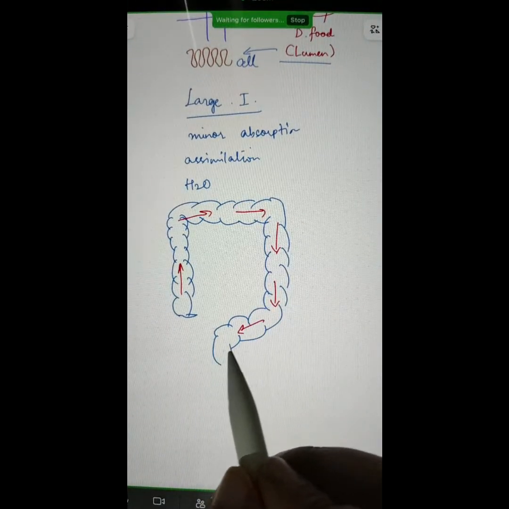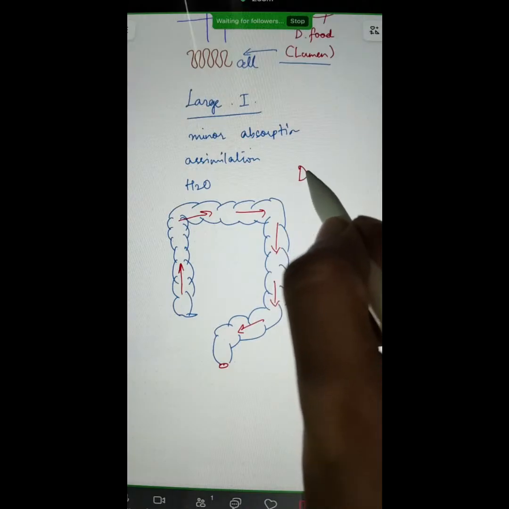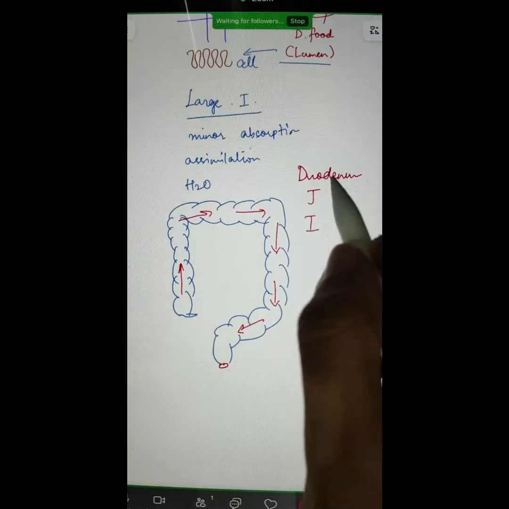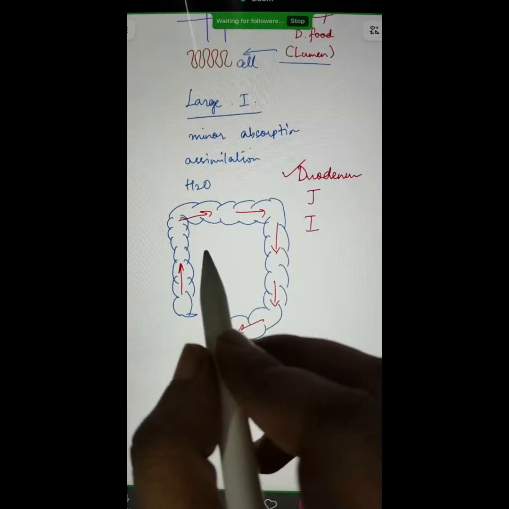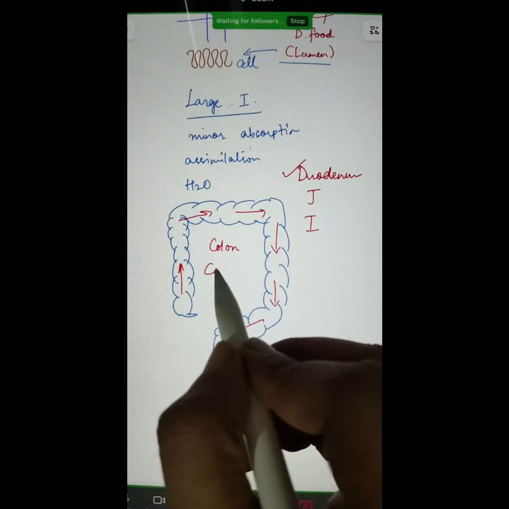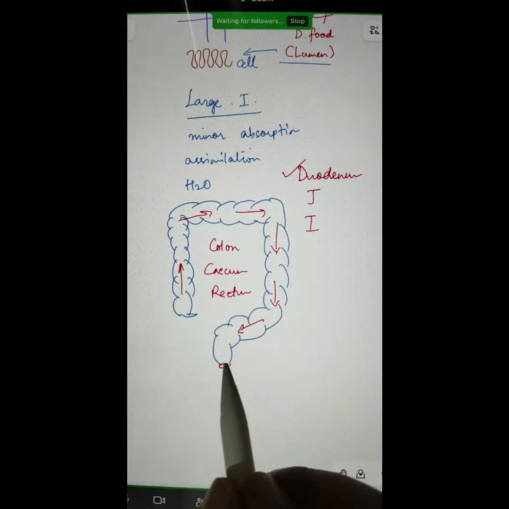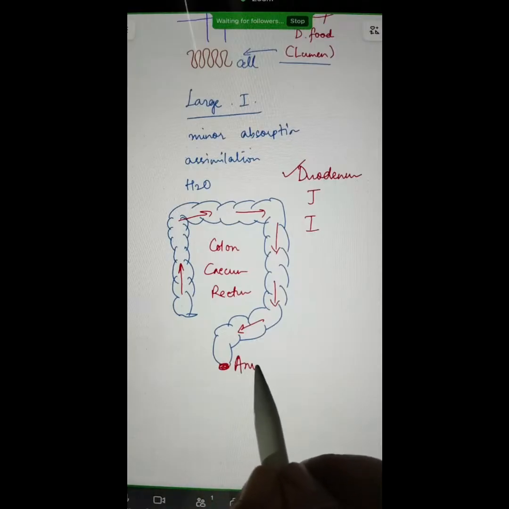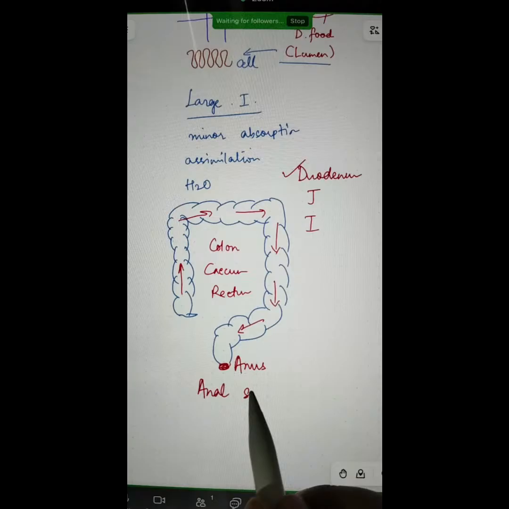The small intestine and the large intestine both have three parts. The parts of the small intestine are duodenum, jejunum, and ileum. You need to remember only the first part of the small intestine, which is the duodenum. The large intestine also has three parts: colon, cecum, and the rectum. The rectum is the last part of the large intestine, which stores the waste food, and it sends it out of the body with the help of the anus.